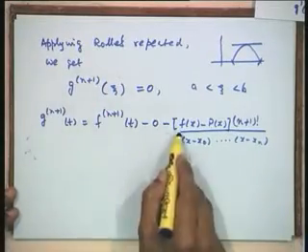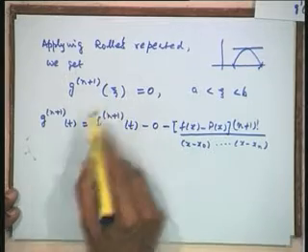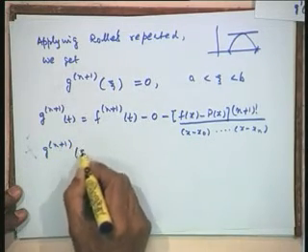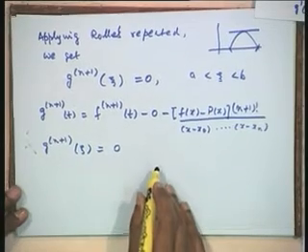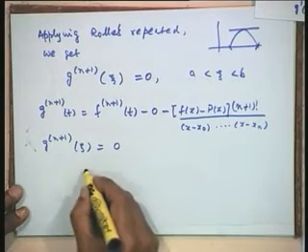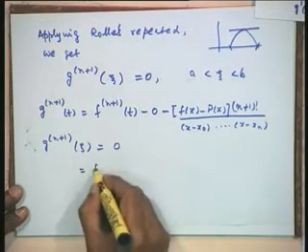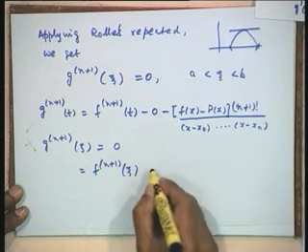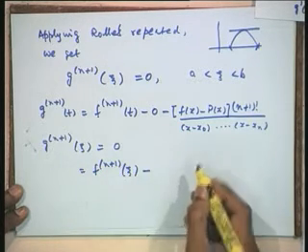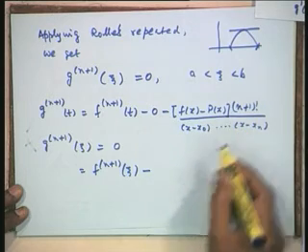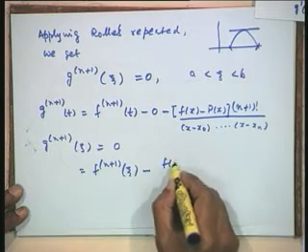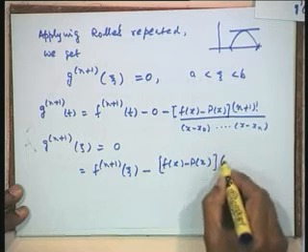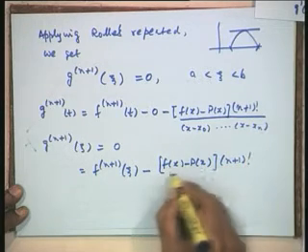Now this expression is 0 at xi, therefore g n plus 1 of xi is equal to 0, and that will be equal to, let us now put here f n plus 1 of xi minus, there is no t here, so this stays as it is, f(x) minus p(x), divided by n plus 1 factorial.